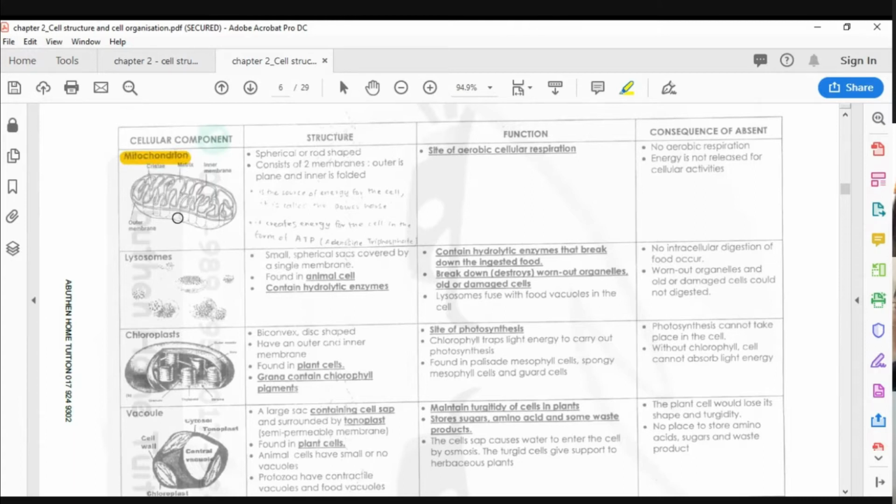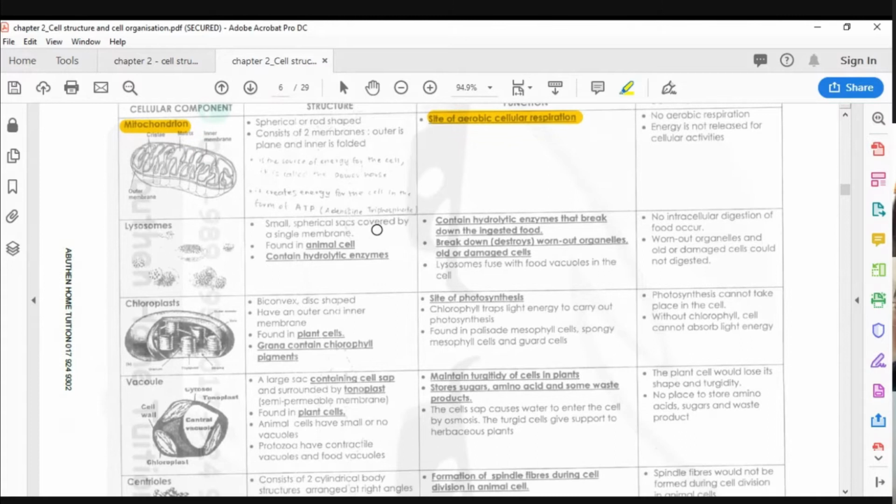Okay, so let's see mitochondrion. If you mention mitochondrion, you already know. What is it? Site of aerobic cellular respiration. Always remember. And it makes energy. Okay. What about lysosome? For lysosome, you remember hydrolytic enzymes that break down the ingested food. What about chloroplast? When chloroplast, you remember the keyword of photosynthesis.